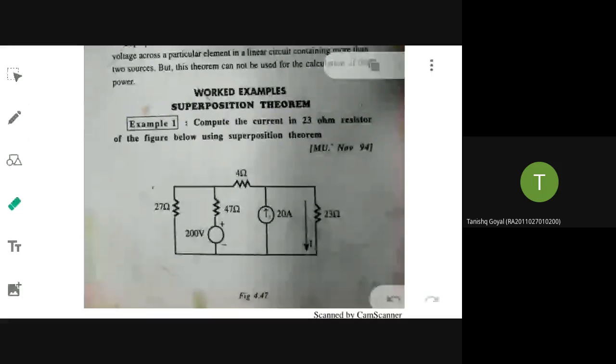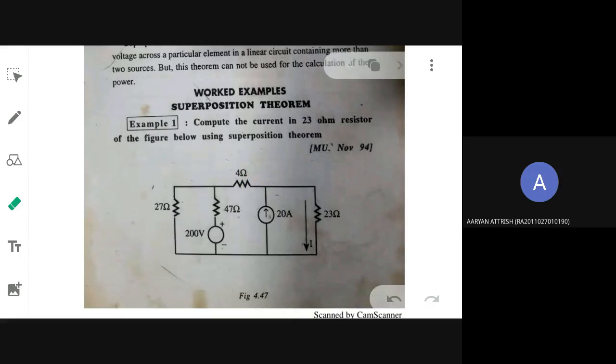No, not necessarily. It can be present anyway. Suppose you are having a current source here, well and good. That is also a possibility. It's not necessary that all should be connected in parallel. Okay, Tanishka? Yes, ma'am. All understood the superposition theorem? Yes or no? Yes, ma'am.